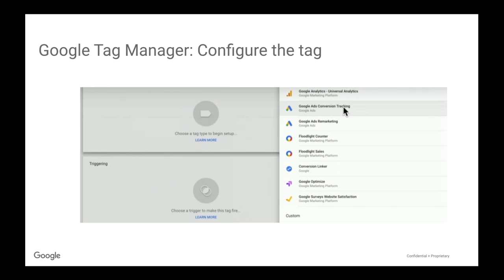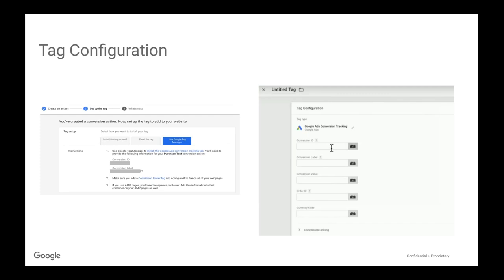It's a very easy process, very quick. Under tag configuration, you just need to select Google Ads conversion tracking. Then remember that conversion ID and conversion label that we saw on Google Ads when setting up the conversion action? It's time to use them. You will just need to copy and paste the conversion ID and conversion label that we created on Google Ads, and then add other relevant values that we want to add to configure the tag.